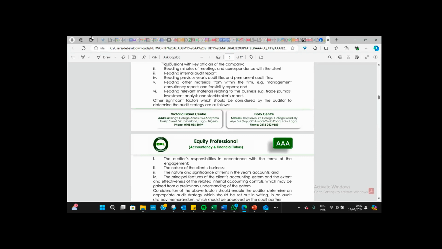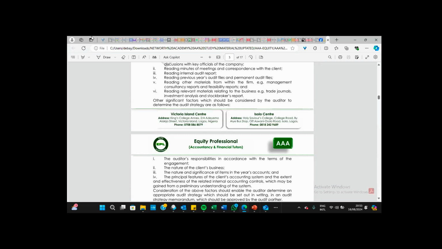Then the next thing he needs to also have at the back of his mind is the nature of the client business. He must understand what sector the client operates in. Is it a telecom sector? Is it an IT sector? Is it an agri sector? You need to establish that because every sector has its own peculiarities. They also need to establish the nature and significance of items in the year's account. So that means that you should be able to look at the financial statement and look at those areas that serve as indicators whether the organization is working perfectly or not.